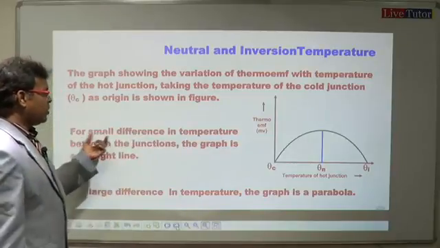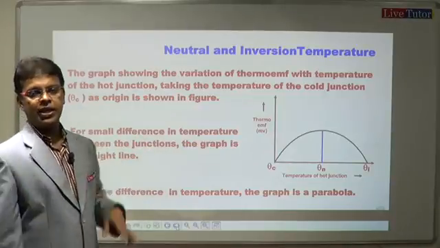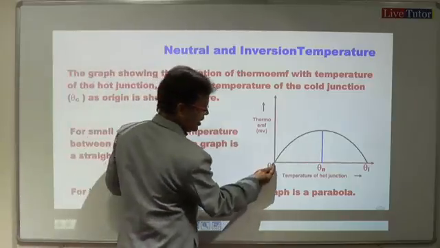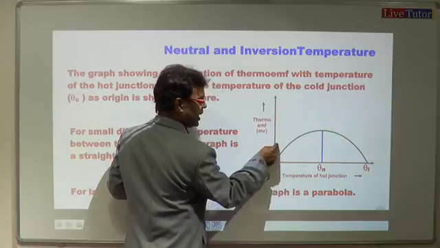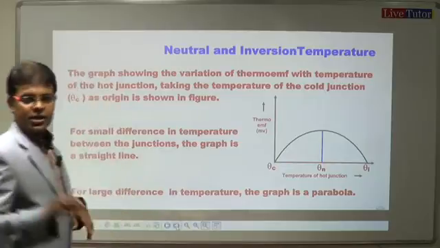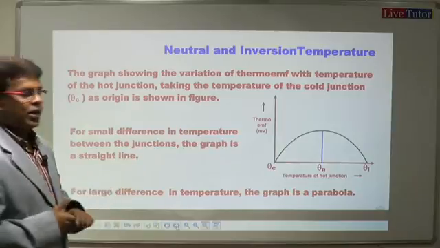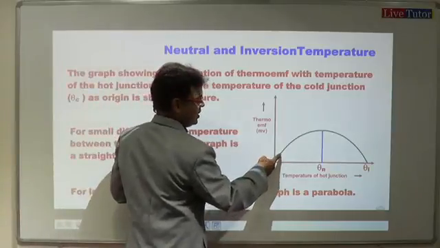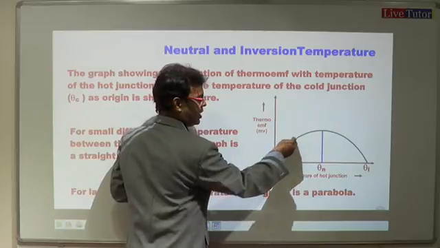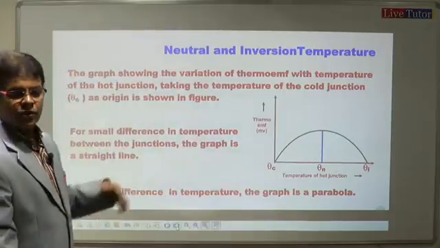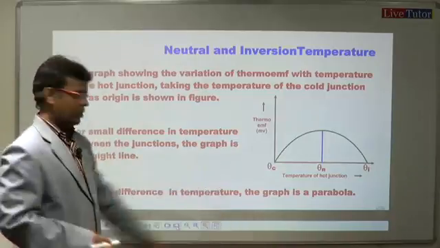See what they are doing. For a small difference in temperature between the hot junction and cold junction, the graph is a straight line. When both the cold junction and hot junction are at low temperatures, it will be a straight line. It goes on like this if it is a very small difference. Suppose the difference is larger, what will happen? It gradually increases. Thermo EMF keeps increasing as the hot junction temperature increases. Right? That is what we are going to interpret from the graph. For larger difference in temperature, the graph is a parabola.